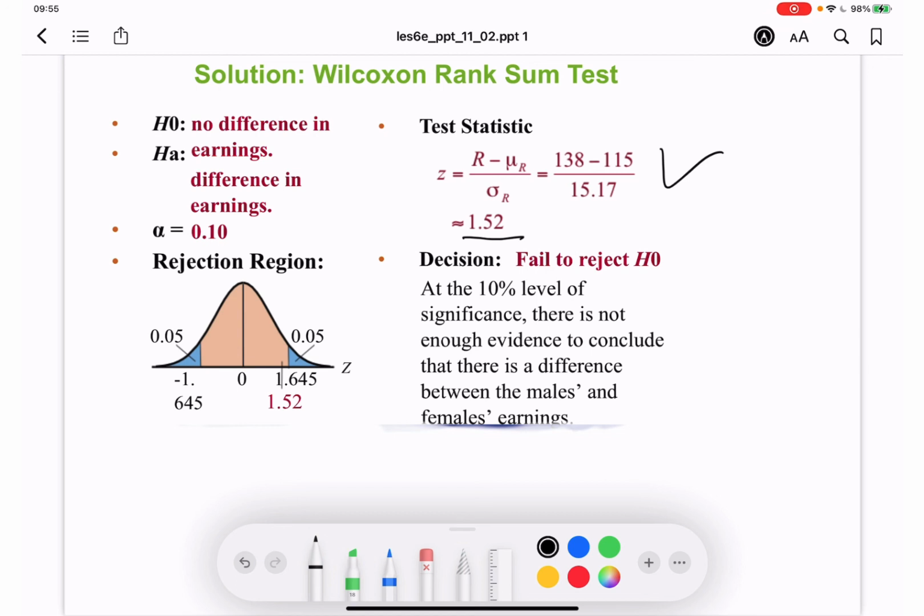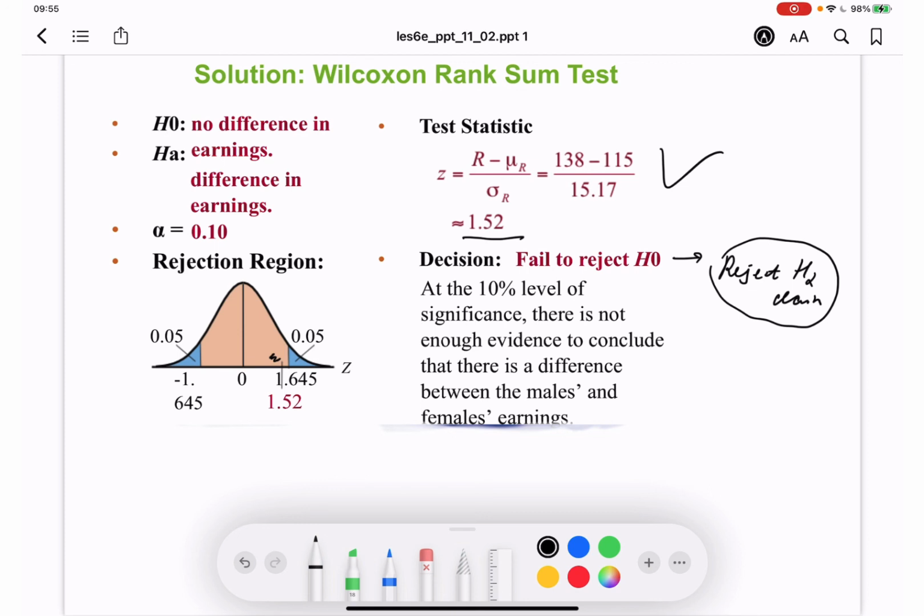So 1.52 means it's falling in this area, right? Which means we fail to reject the null hypothesis, and since our claim is the alternative, then we reject the alternative, because that's our claim. So we need to do the interpretation regarding rejection of the alternative.